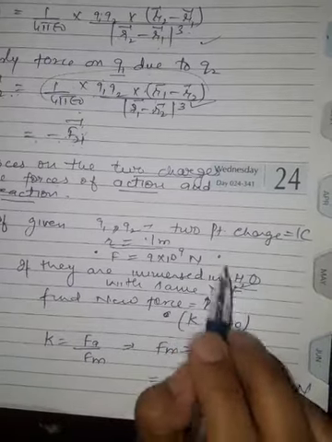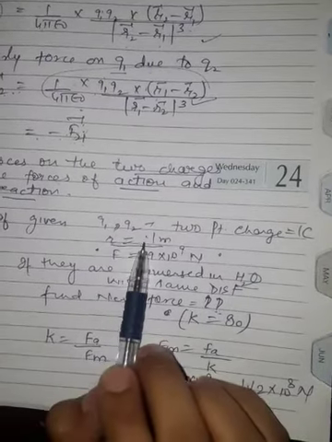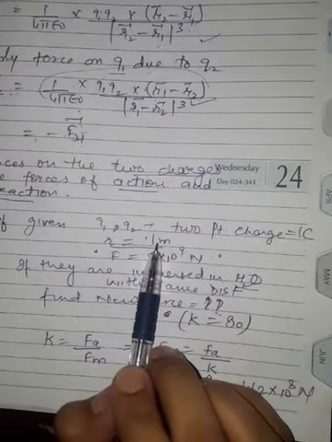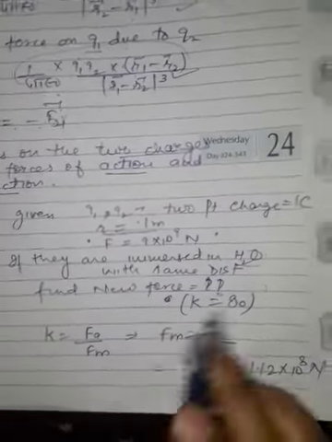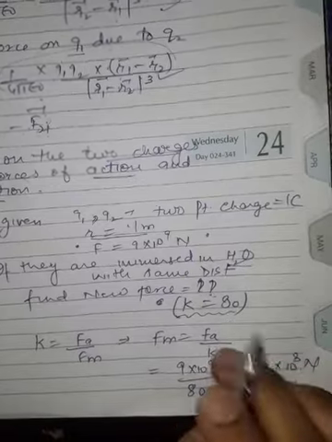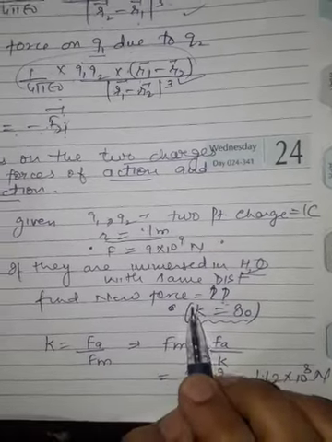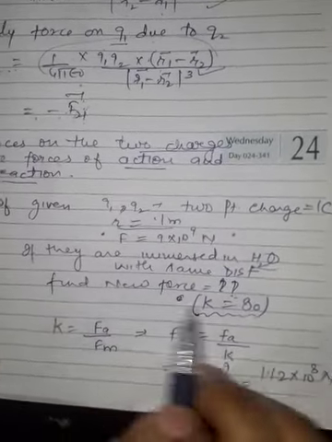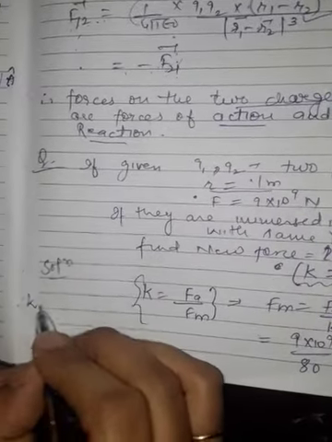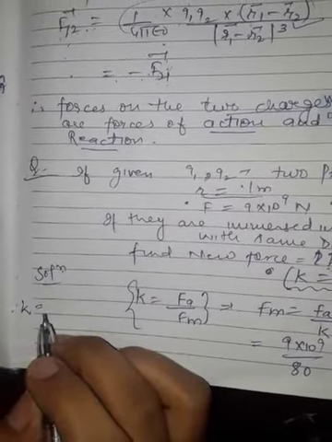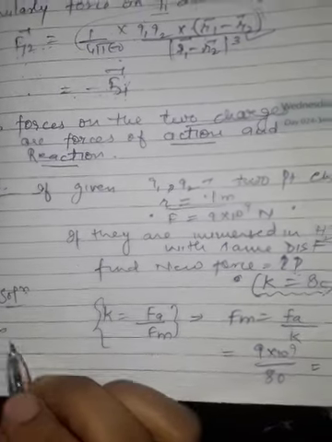With the same distance, you are not going to change the distance between them. What was the distance earlier? It was 1 meter. You are not going to change that distance. Now what is the new force? If K for water is given to you, that is 80. Dielectric constant of water is given to you, 80. We did this formula. What was the formula? Dielectric constant, or relative permittivity. Another name of dielectric constant is relative permittivity.